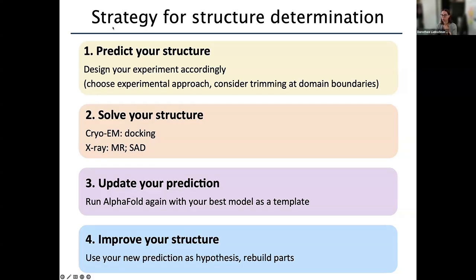The strategy for structure determination now with these predicted structures is the following. The first is to predict your structure and then to design your experiment accordingly. You can use the hypothesis of what the structure looks like to choose your experimental approach. Maybe consider trimming at domain boundaries for the actual experiment. Then you solve your structure. In cryo-EM, you would do this with docking. And then you update your prediction, so you run AlphaFold again with your best working model as a template. Then you further improve your structure, and you can iterate this approach.